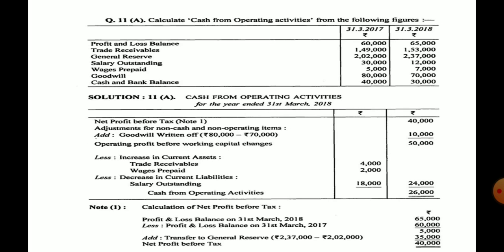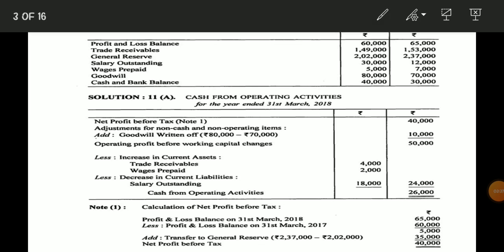Now the next question: cash from operating activity. You have to prepare it from this. First of all, we have to calculate the net profit before tax. So here you check the profit and loss balance and the general reserve given. You have to calculate net profit before tax on the basis of these, because all the balances are transferred to P&L balance and general reserve, which are part of net profit.